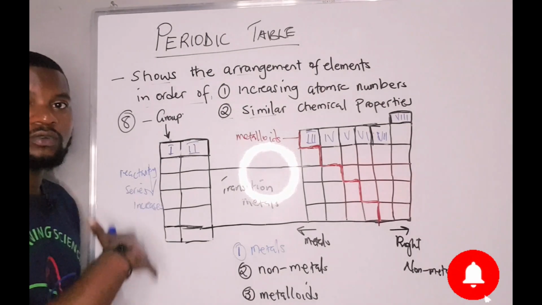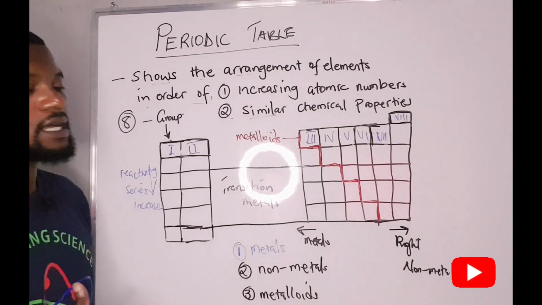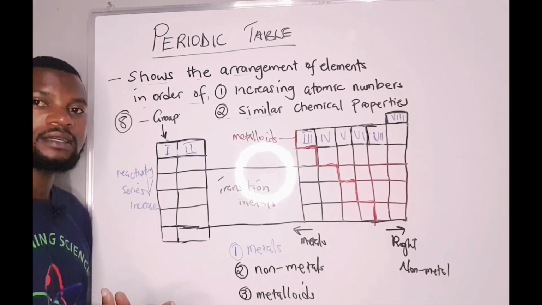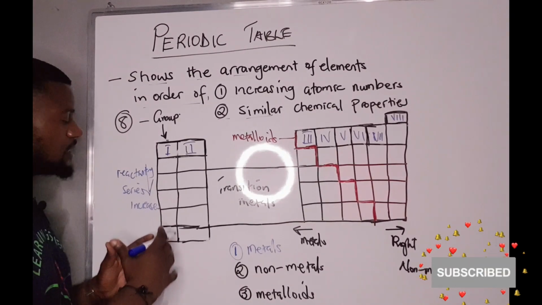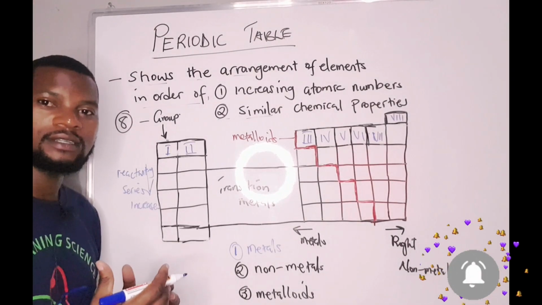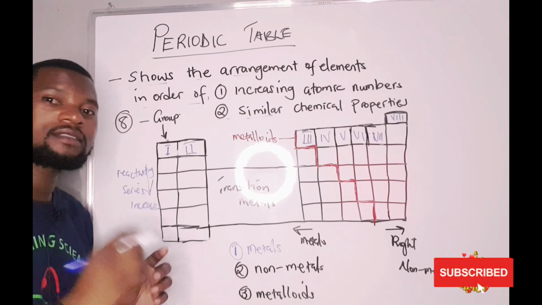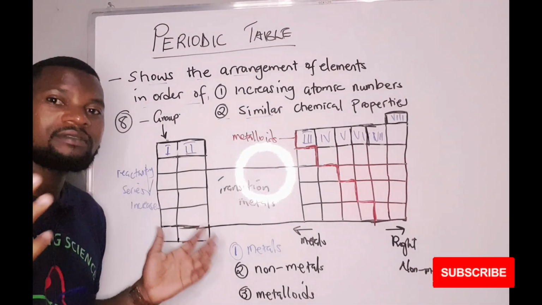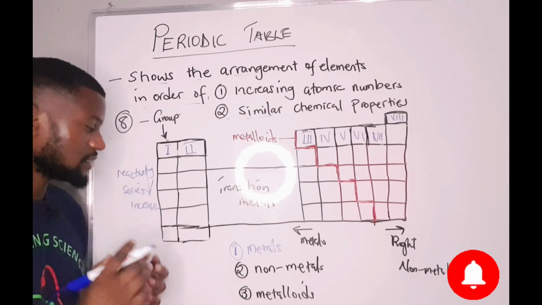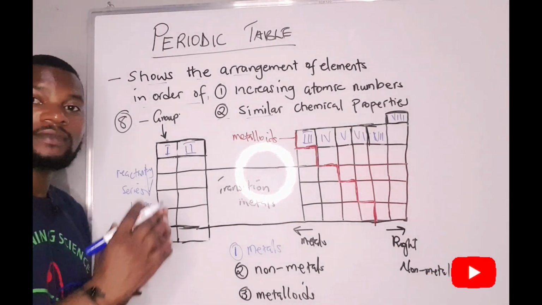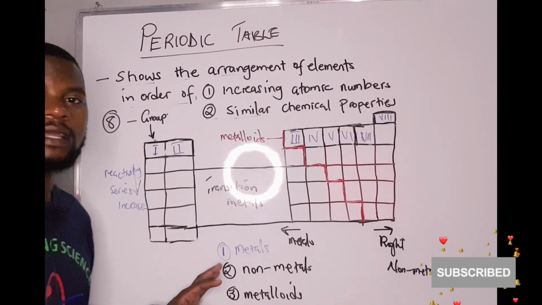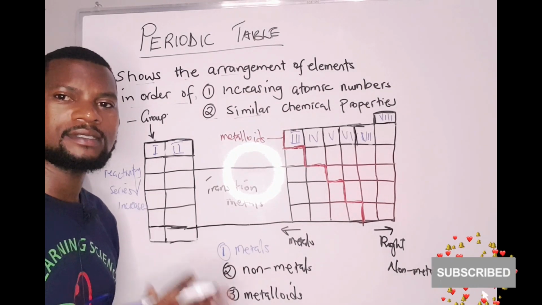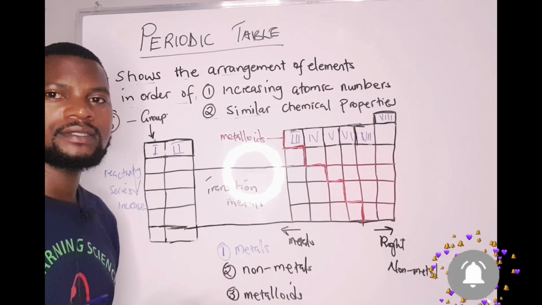So as you go down the group, the reactivity series increases. Now, why is it that the reactivity series is increasing as you go down the group? This is because there is a decrease in attraction between the nucleus of an atom and the valence electrons. So the valence electrons are easily given out because there is less attraction between the nucleus and the valence electron.